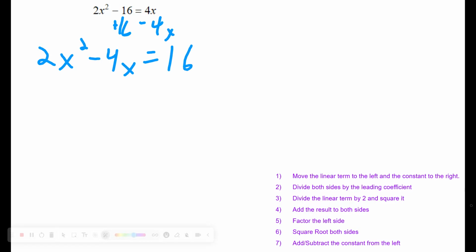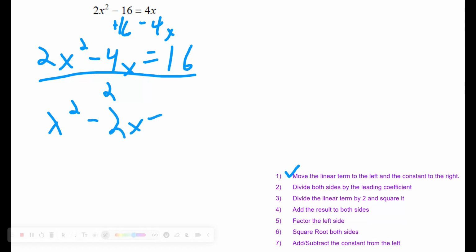All right, divide both sides by the leading coefficient. The leading coefficient is my a value. I'm going to divide everything by 2. 2 divided by 2 is 1, so x squared minus 2x equals 8. Great.